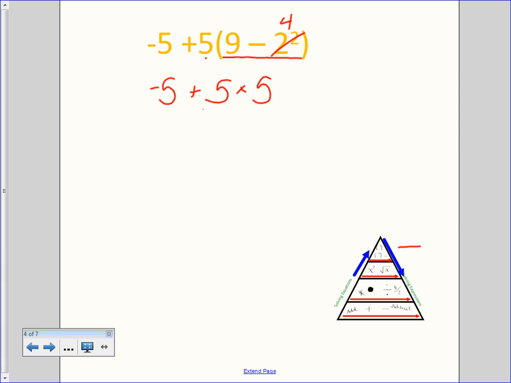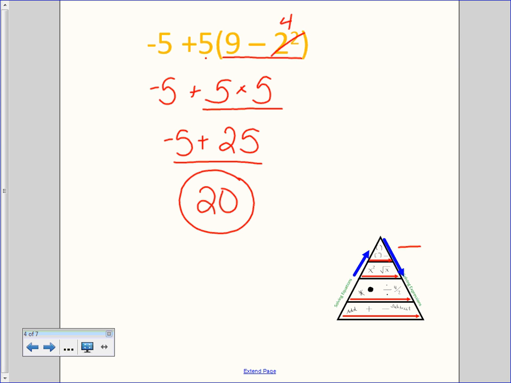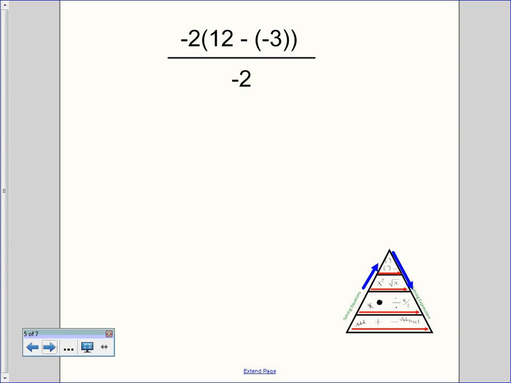So we multiply before we add. 5 times 5 gives us 25. Rewrite the problem. -5 plus 25 gives us a +20, which is our answer. Again, following the order of operations all the way through. Third problem today.